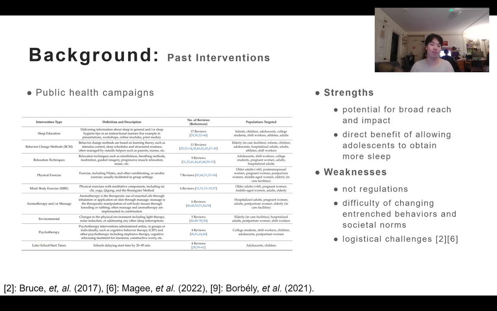So now we have the weaknesses. These things are not regulations; they're education or something similar, so people might just ignore them and keep not getting sleep. There might be difficulty changing entrenched behaviors and societal norms, because people may prioritize work over sleep. And there might be some logistical challenges, such as schools not being able to push back their start time because they have some mandatory things to do.